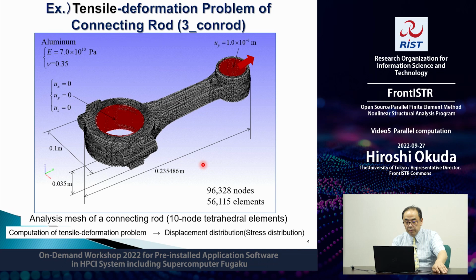Okay, let's pick up the same example again. The name of the example is a connecting rod. You have a finite element mesh, and the boundary condition is specified like this, and material constants are set like this. Okay.